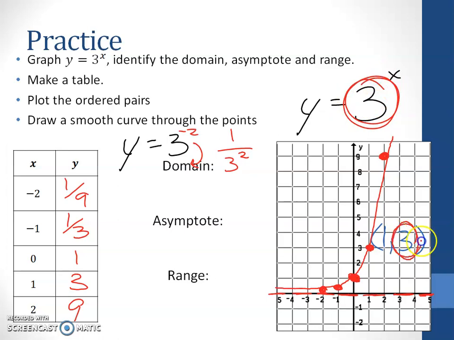3. Okay, we've got the point 1, 0. Okay, nothing really crazy there that I see. And then I've got the point -1, 1/3. And again, it's almost like that base is going to end up telling us something.